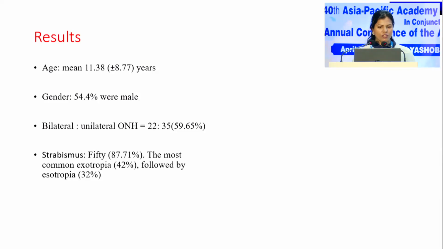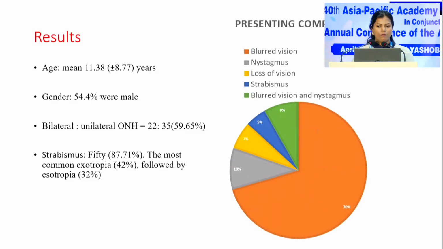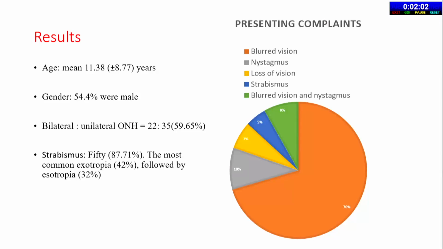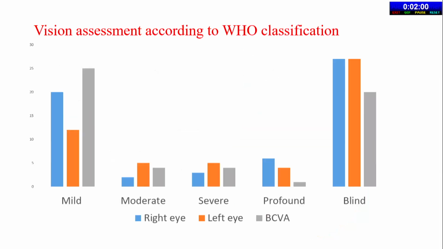We had more patients with unilateral optic nerve hypoplasia. Strabismus was noted in 87.71%, and exotropia was more commonly noted. The most common presenting complaint was blurring of vision, followed by others like nystagmus, loss of vision, and strabismus.